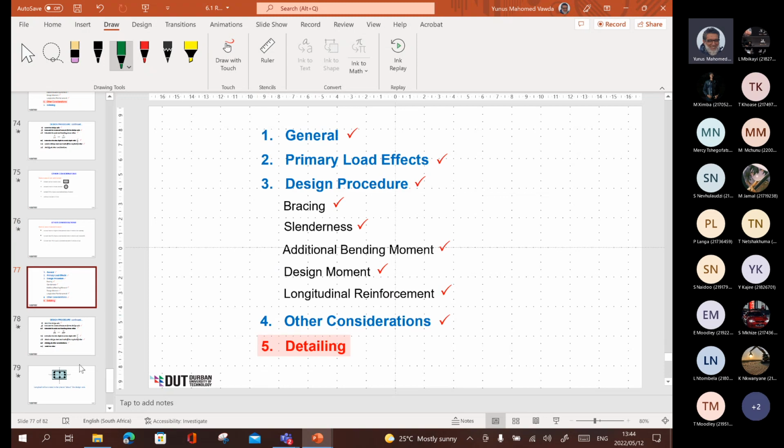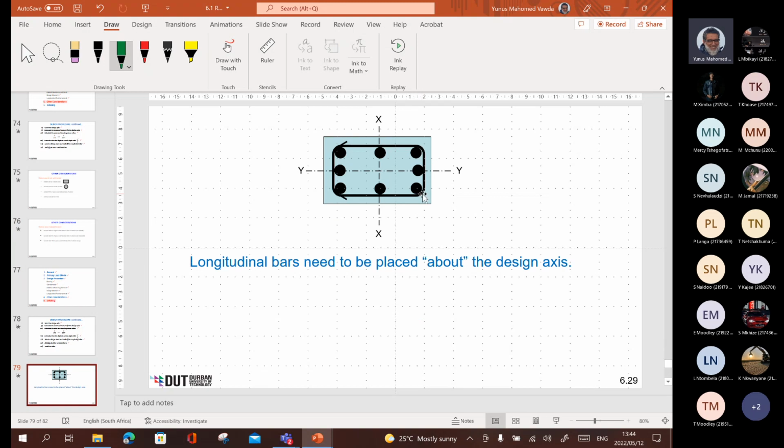Okay, then other considerations is detailing, and longitudinal bars need to be placed about the x-axis. Okay, please be careful. So if you've got a moment about the x-axis, it must be placed about that direction. This is biaxial. Remember, you had a moment in both directions. That's why you got it like that. But if you had a moment only about the x-axis, then your steel must be like this. Are you with me? All right, so no steel on the center line then. So uniaxial, no steel on the center line. Biaxial, have it both directions.